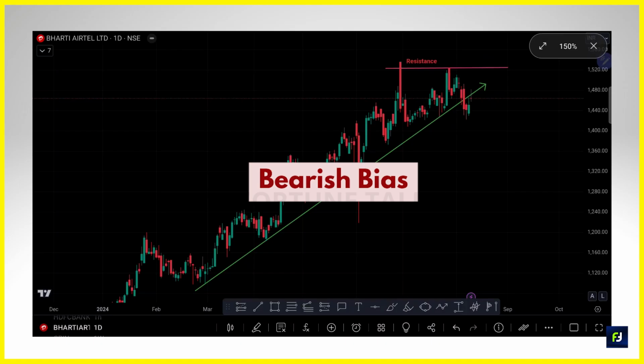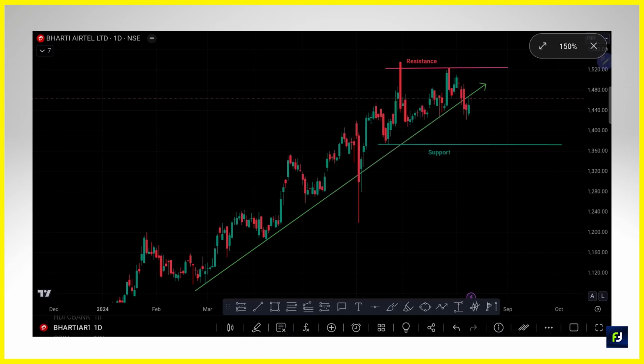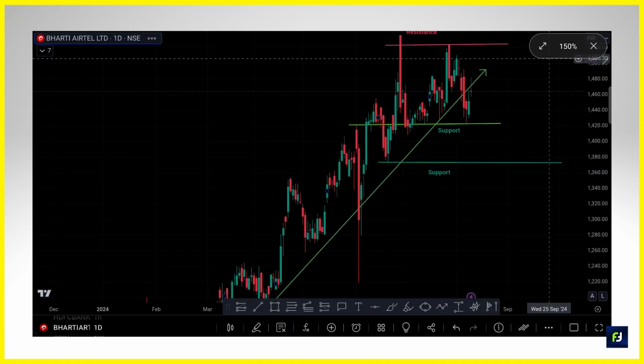I am bearish about the stock for the short term and I anticipate the stock price to decrease even more, at least till the support level at 1380. As you can see, there is another support level at 1420 also.